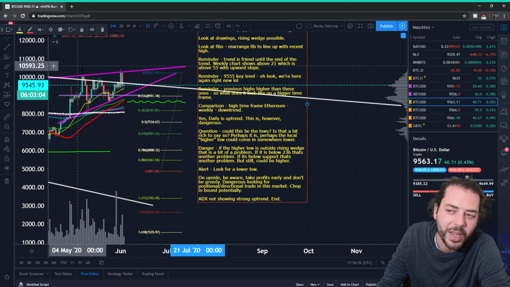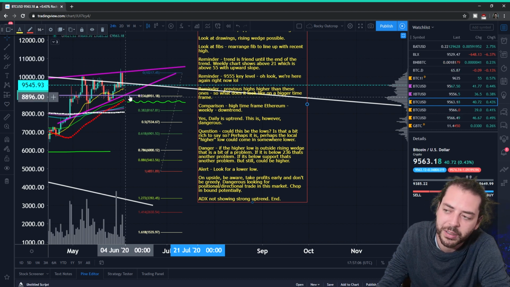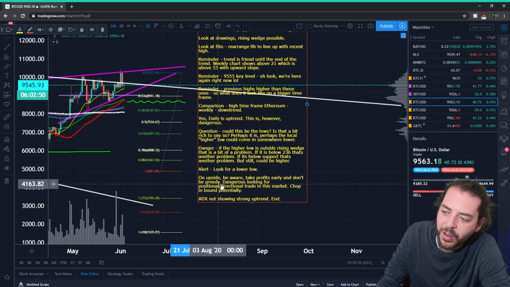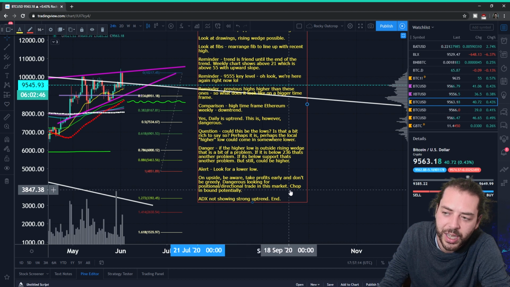Indeed, as well, looking at the measured move from the symmetrical triangle, if you'd taken profits there, you could have got back in again. If you so truly believe that it's going up, you could have just doubled your position size purely by taking profits and then getting back in again or whatever. And all that. So don't be greedy. It's dangerous looking for positional/directional trades in this market.